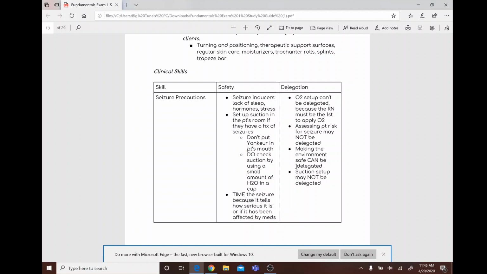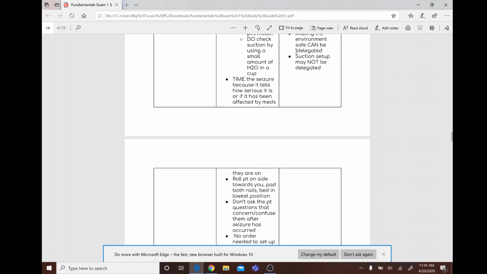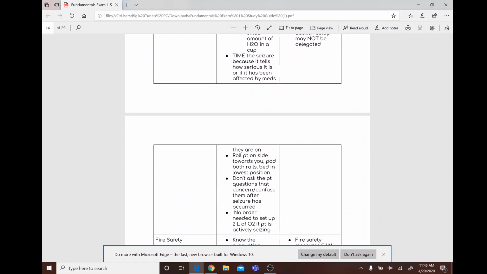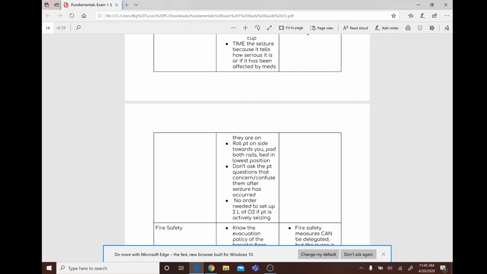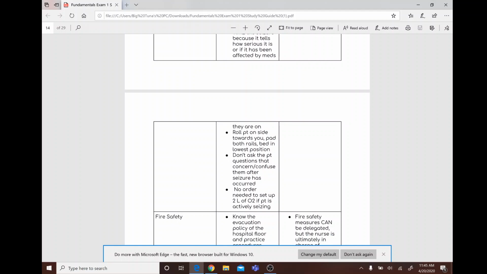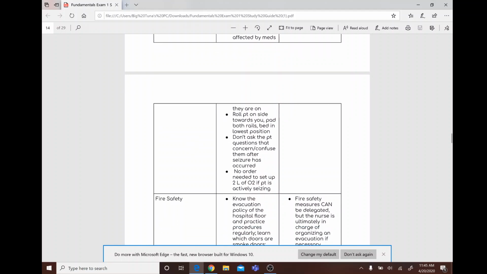Why are we going to time the seizure? It tells us how serious it is and if it's been affected by meds they're on. So for safety concerns, how are we going to put the patient in the environment when they're having a seizure? Roll them towards us, pad both bed rails, and keep the bed in the lowest position.